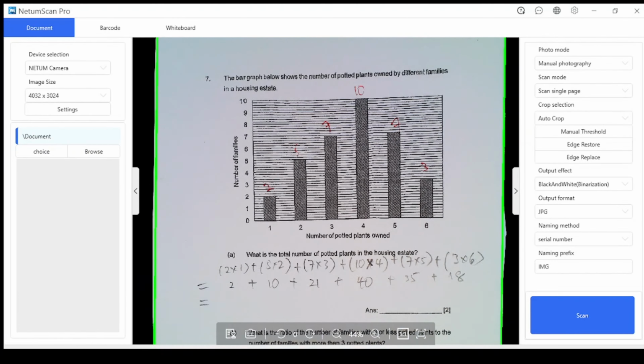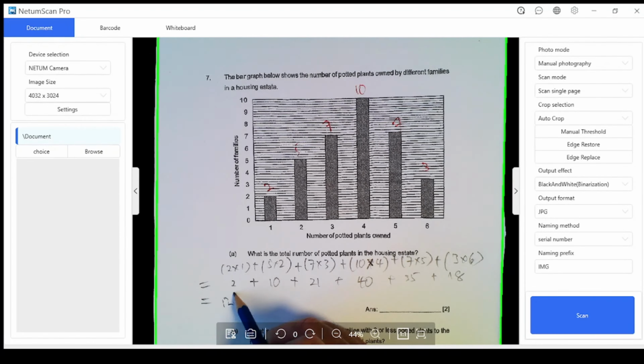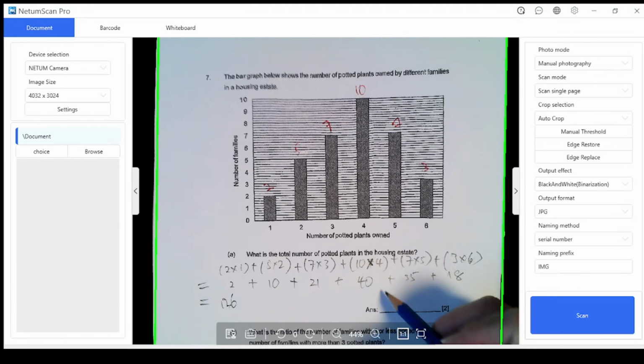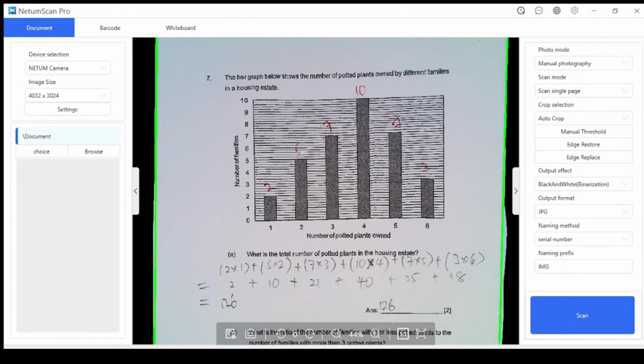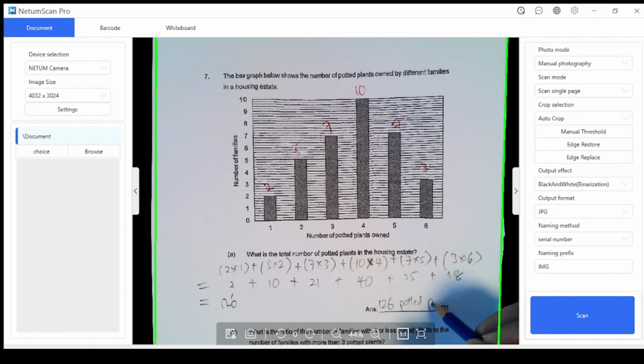So use your calculator. Add them all together. You should get 126. Okay, so the answer is 126. Remember to write your units. Potted plants.